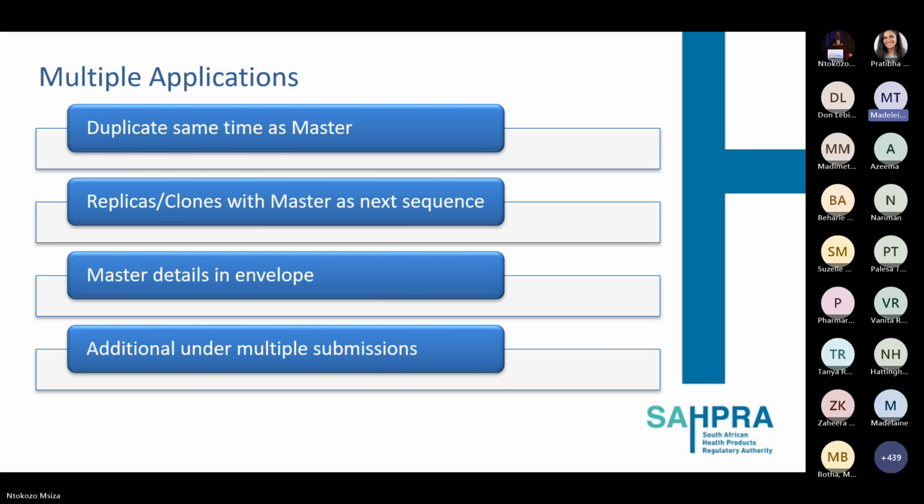So when you do your envelope, the 3.1 envelopes, and it's actually very unique to SAHPRA, we have our application numbers at the top, and at the bottom there are multiple applications. It's very unique to SAHPRA. The rest of the world adds everything under the application number, but at SAHPRA we're going to add the multiples under the multiple submissions. So your clones, replicas, and duplicates will be added there.